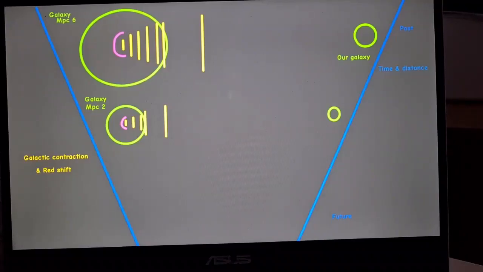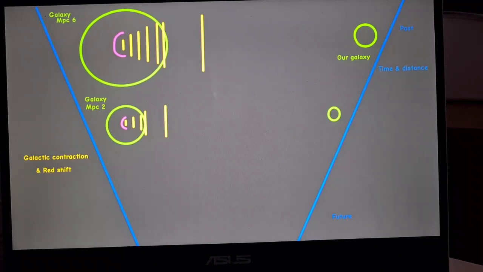In this slide, each circle represents a galaxy. Vertical yellow lines represent the frequency of light emitted from a galaxy. Blue lines represent time, where the upper section of the slide is the past and the bottom the future. The blue wavy line between the vertical yellow lines is contracting space.